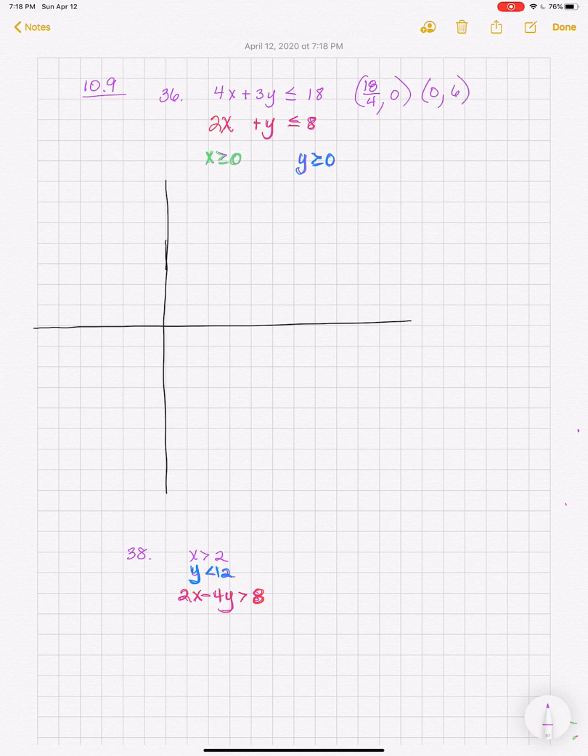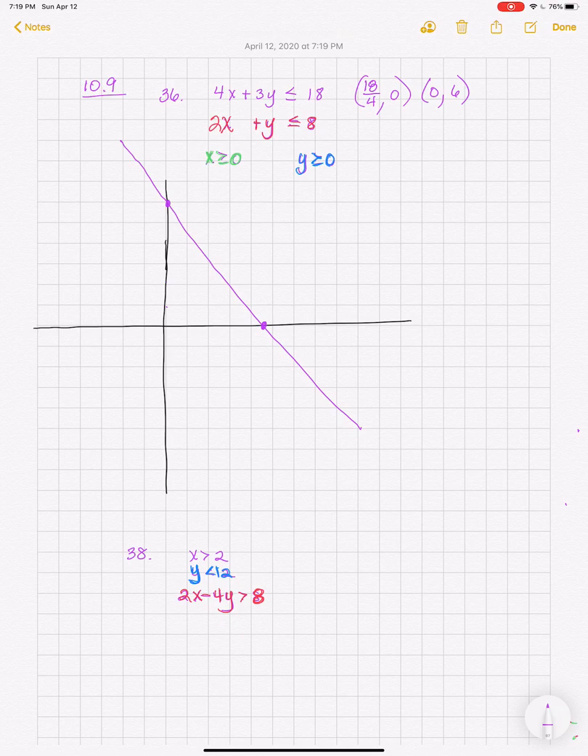So I've got my 2 points, and remember, you only need 2 points to graph a line. So I've got 18 over 4, which is 4.5, which is right there, and then I've got 0, 6. So I've got this line, and it's going to be a solid line because that is or equal to, so it's included. And now I'm just looking to see which way I shade.